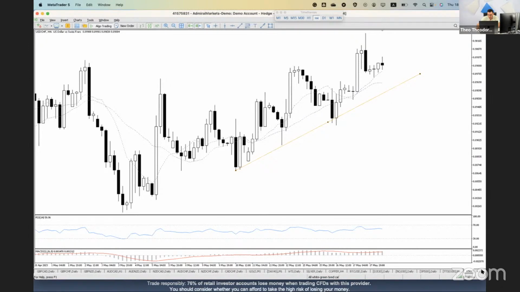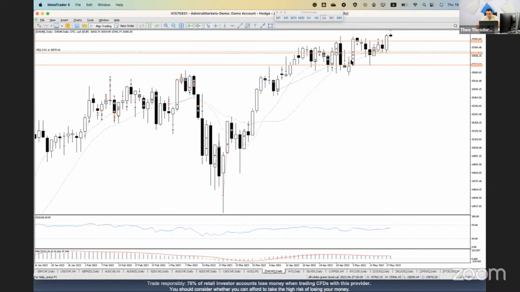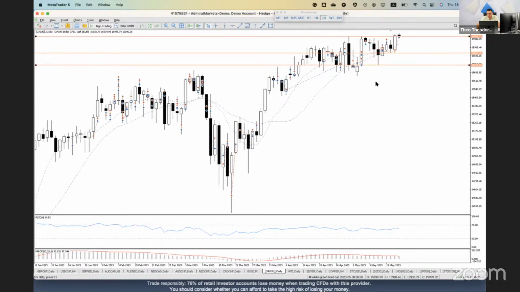Now let's check, where is DAX? DAX. So we have the high here. Price breaks above this resistance. Now this is our reference. What do we expect? Let's delete this one. What do we expect at this point?